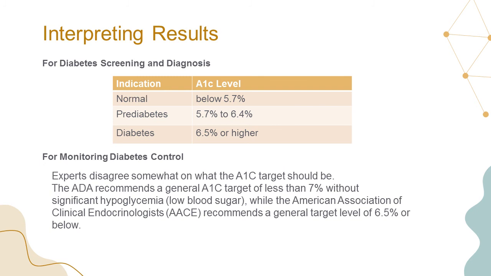For monitoring diabetes control, experts disagree somewhat on what the A1c target should be. The ADA recommended a general A1c target of less than 7% without significant hypoglycemia, low blood sugar. While the American Association of Clinical Endocrinologists recommended a general target level of 6.5% or below.